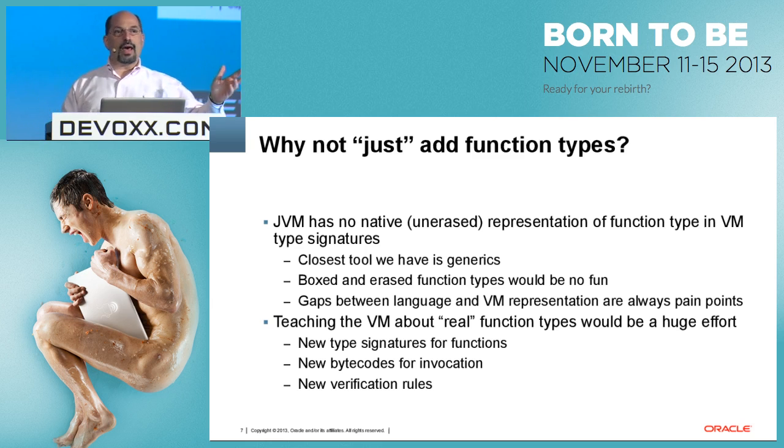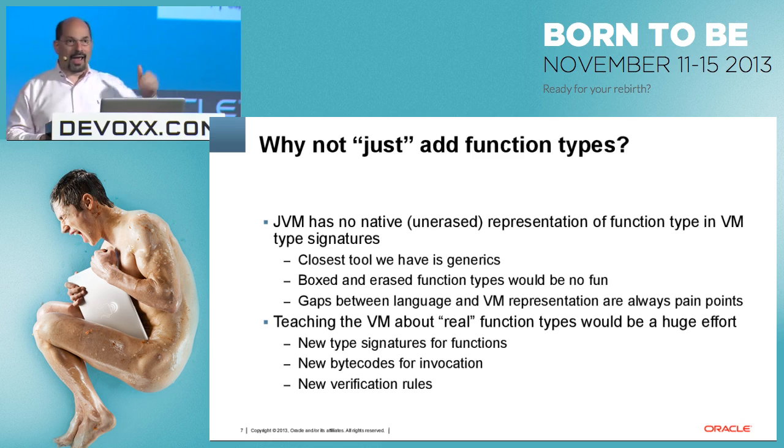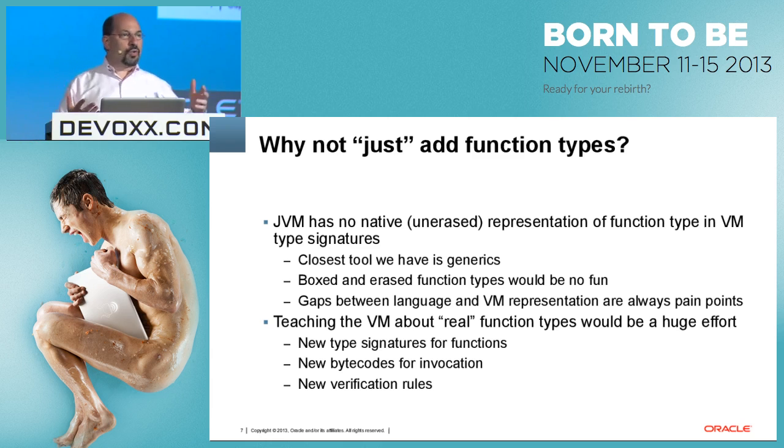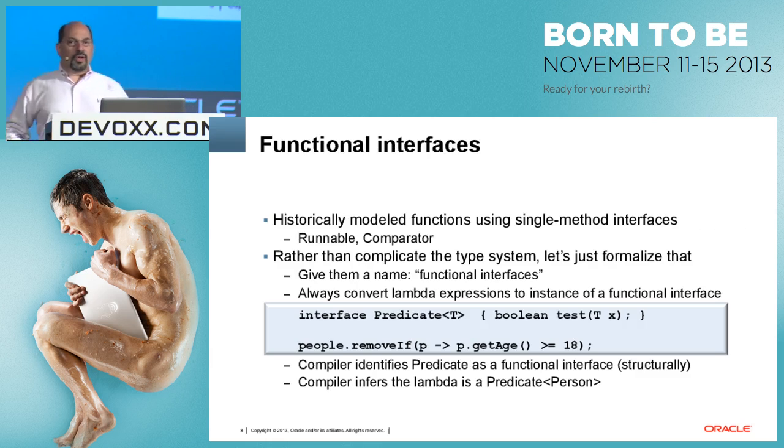But that means that our function types, if we had gone that way, would have been boxed, ugh, and erased, double ugh. This would have created a gap between what you're saying at the language level and what you're saying at the VM level, and that's always painful. Teaching the VM about real function types would have been a huge effort: new kinds of type signatures, new bytecodes, new rules for the verifier, etc. So we started casting around looking for some alternative ways to do this.